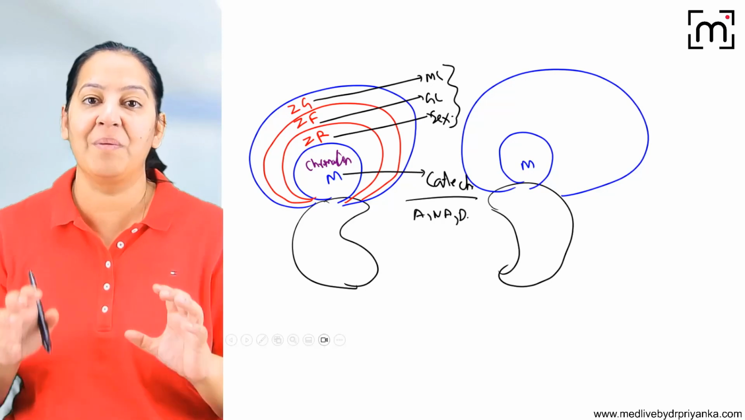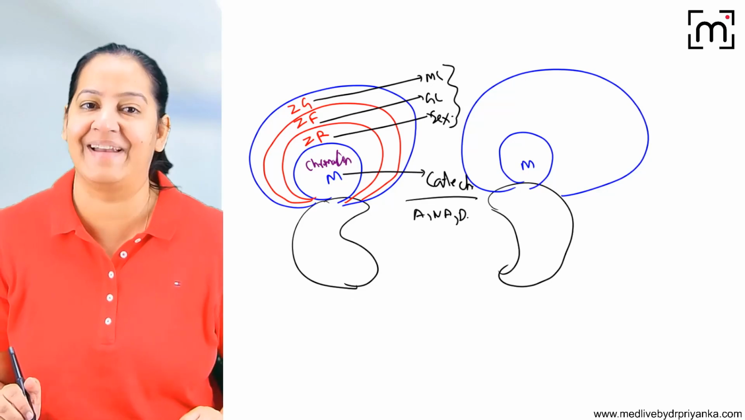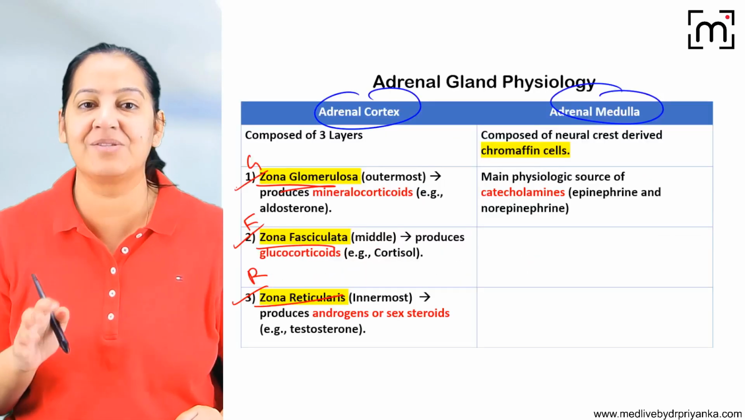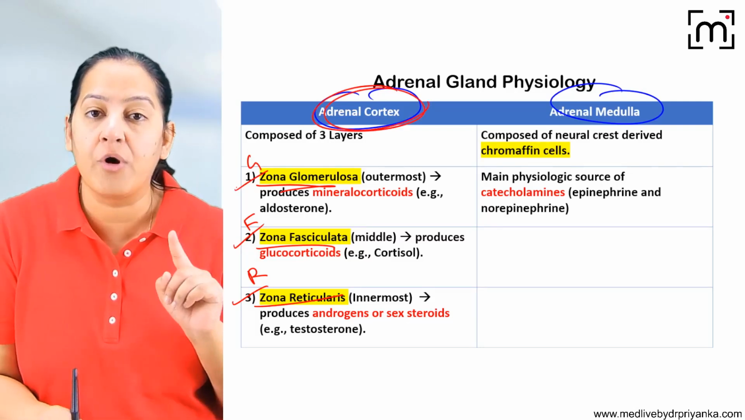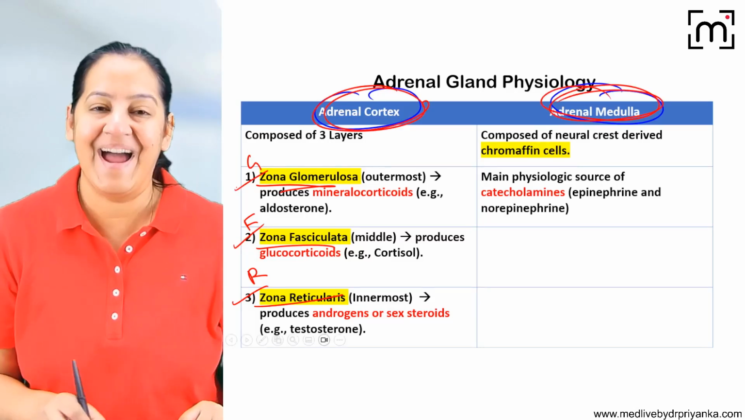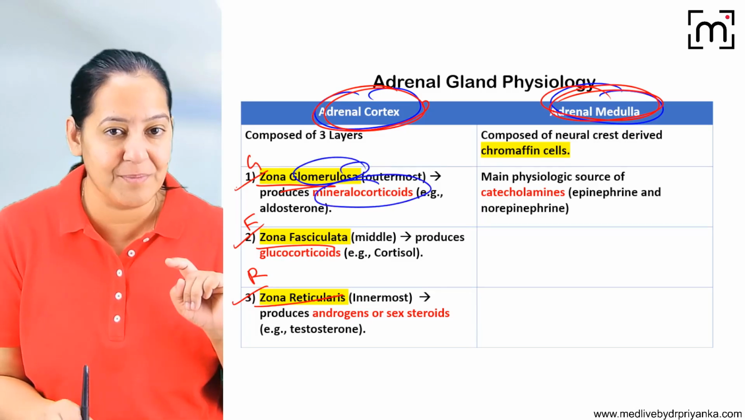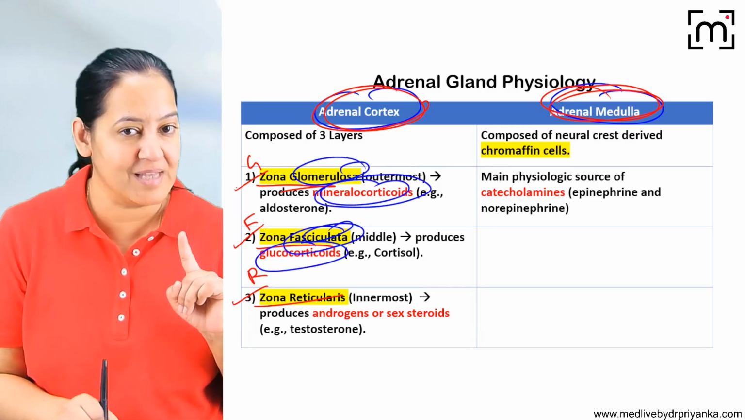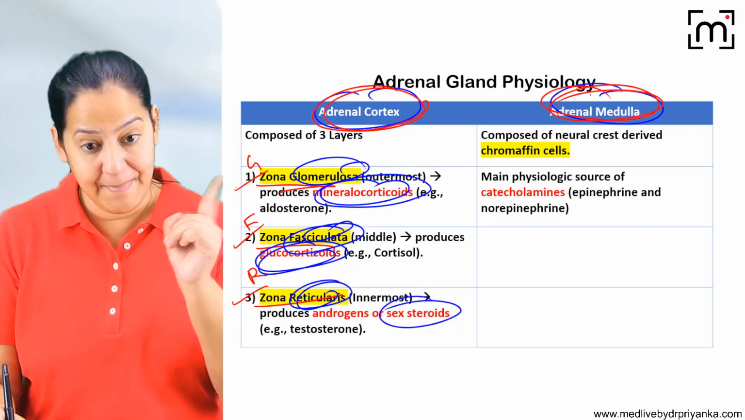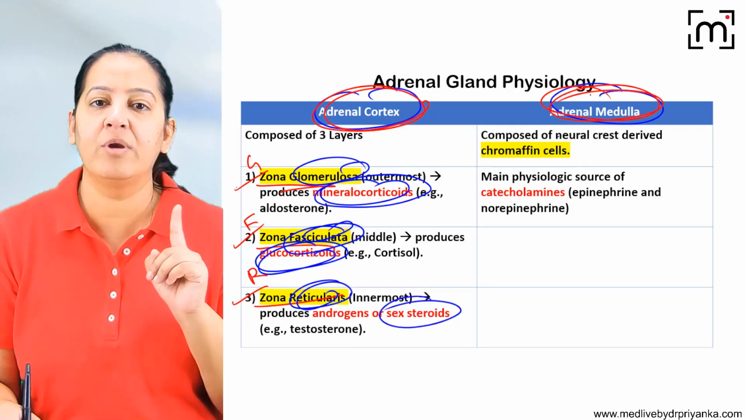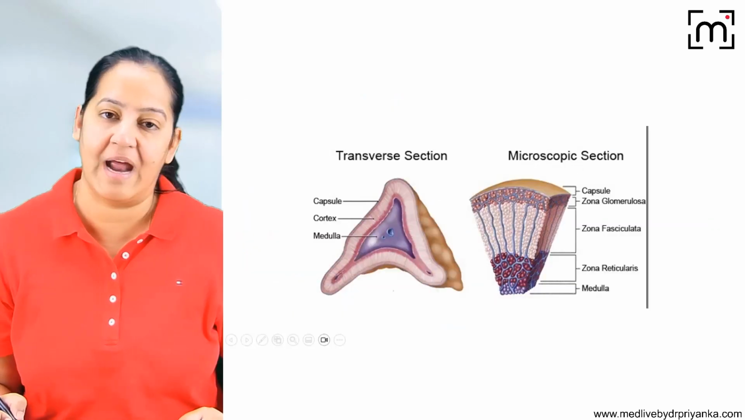So this is the normal anatomy of the adrenal gland. You must understand the normal anatomy of the adrenal gland. The same thing is written in front of you. In the adrenal, we have 2 portions, the adrenal cortex and the adrenal medulla. The adrenal cortex is divided into 3 portions. Zona glomerulosa synthesizes mineralocorticoid, fasciculata synthesizes glucocorticoid, and reticularis synthesizes sex steroids. In the medulla, we don't have 3 zones. We have only chromaffin cells, which synthesize catecholamines like epinephrine, norepinephrine, and dopamine.